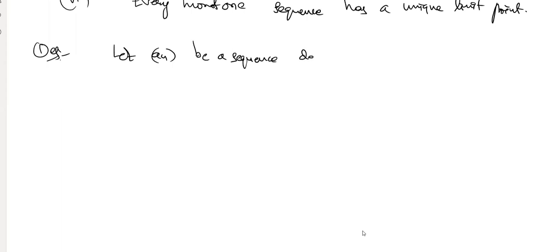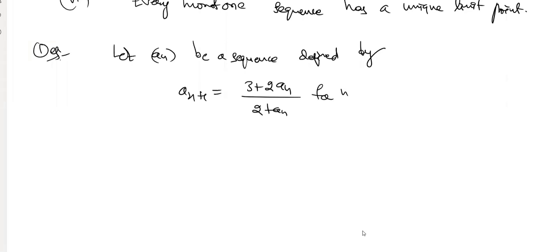A sequence a_n is defined by a_{n+1} = (3 + 2a_n)/(2 + a_n) for n ≥ 1, where a_1 = 1. Which of the following is true?